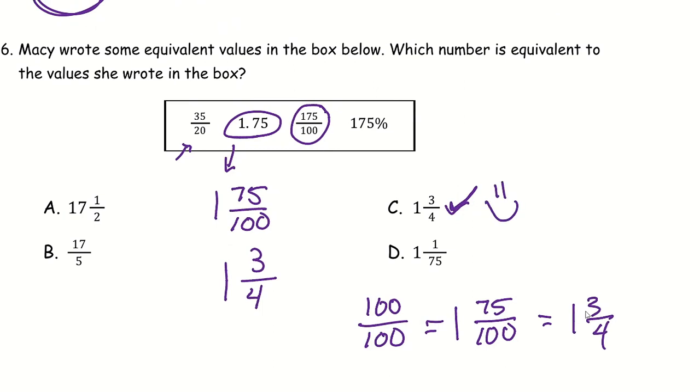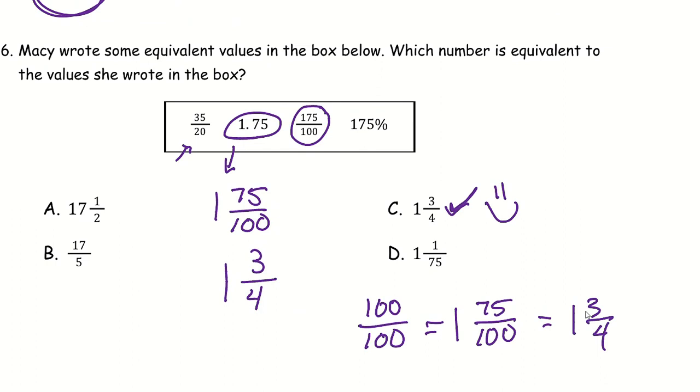I like C. I feel like A is a silly answer because our whole is 1 in all of these, and they have 17. I think that's a silly answer. Let's go ahead and mark A off.